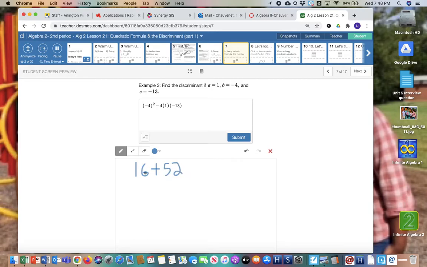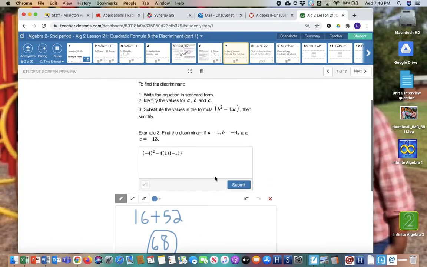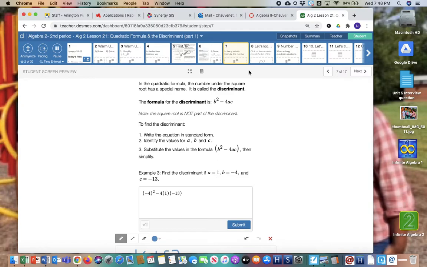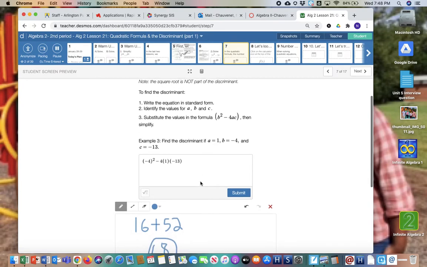And now I'm going to add these together. So 16 and 52 is going to give me 68. So we would just say that the discriminant is 68. Okay? So what the heck does that even mean? Well, the discriminant is going to tell us what kind of solutions we are going to get.